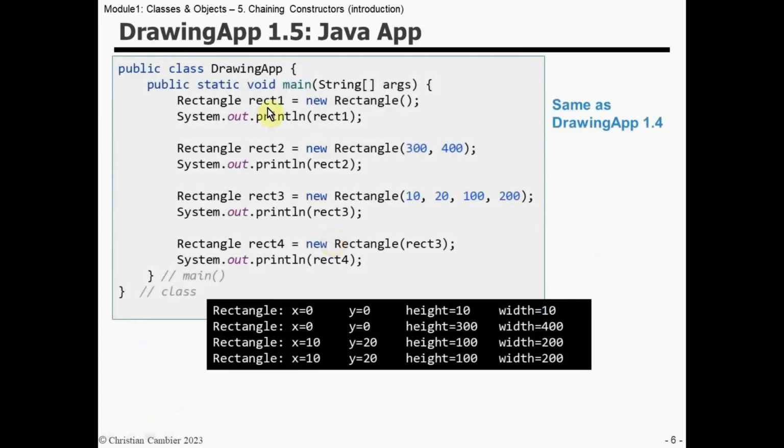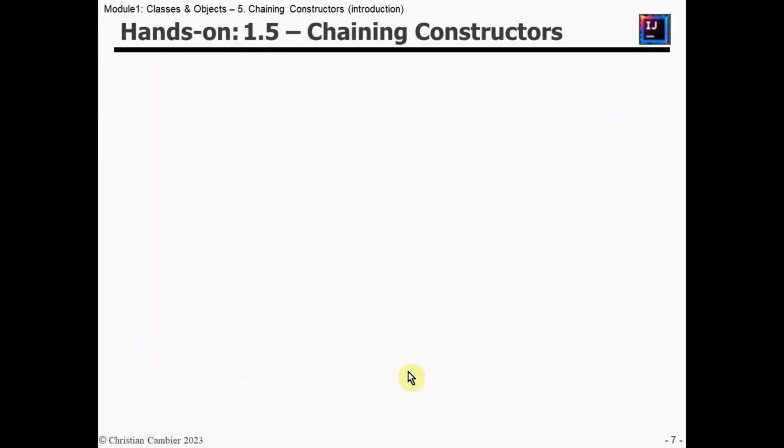Now the client's version 1.5 is exactly the same as the previous version. Its code will compile just fine and the output will be exactly the same. Just behind the scenes, the implementation is a bit more structured and less error prone. Let's implement all this in the next video, the hands-on session for version 1.5.